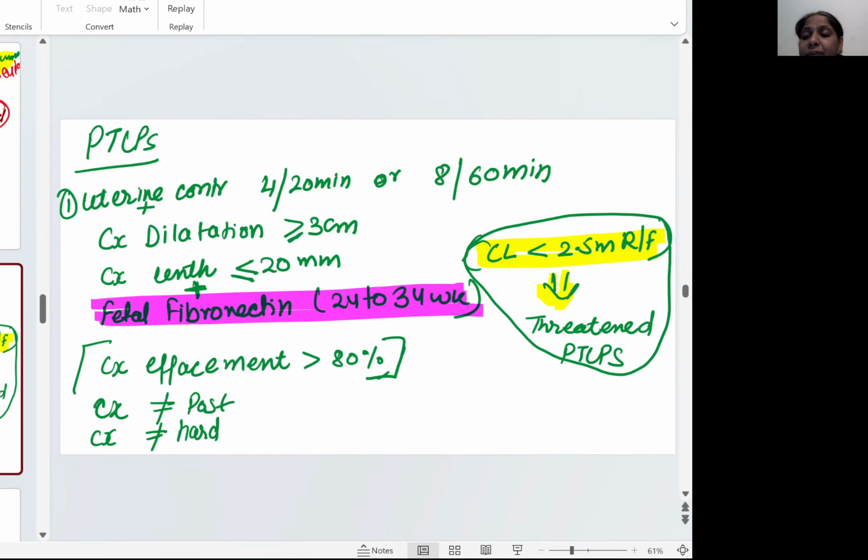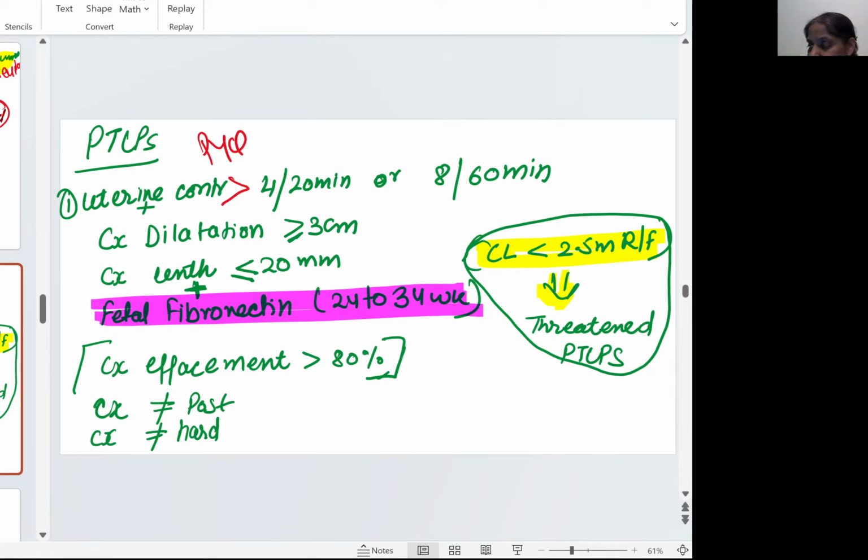Okay, now let us start with preterm labor pains. What is the definition of preterm labor pain? PYQ. Question is expected in your exam. If the uterine contractions are more than 4 in 20 minutes or more than 8 in 60 minutes, it is preterm labor pains.